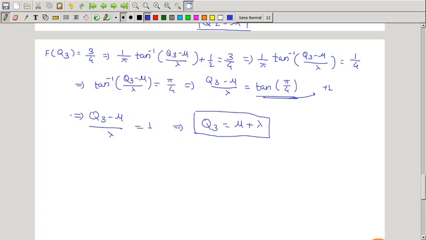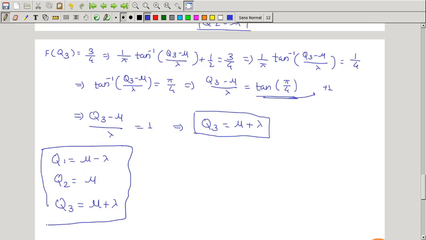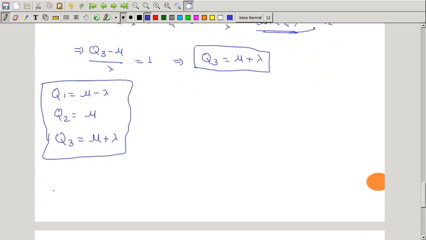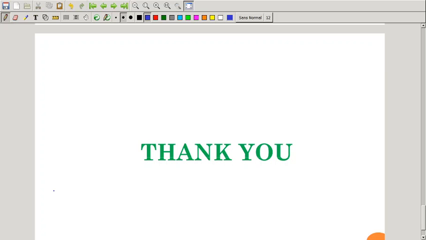So what we have to see here: the first quartile q1 is equal to mu minus lambda, the second quartile q2 is equal to mu, and the third quartile q3 is equal to mu plus lambda. These are the quartiles of the Cauchy distribution, which are very simple to remember. Now we will stop here. In the next lecture, we will see some examples of the Cauchy distribution.